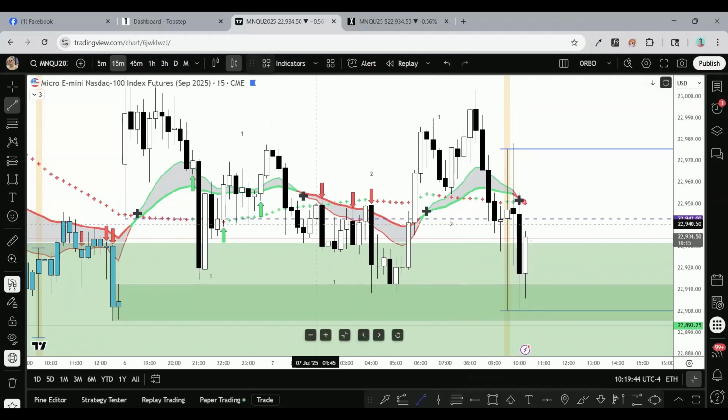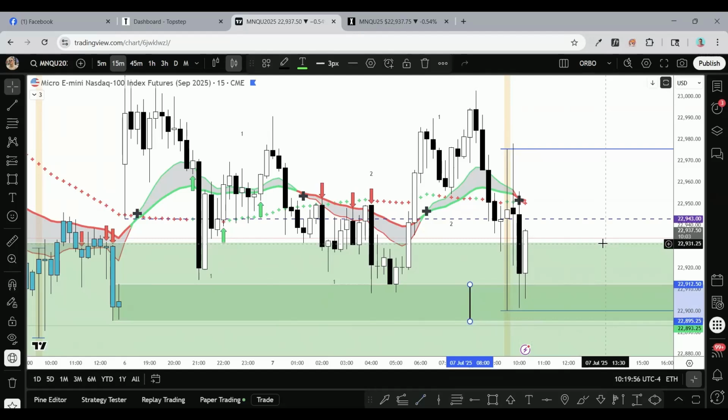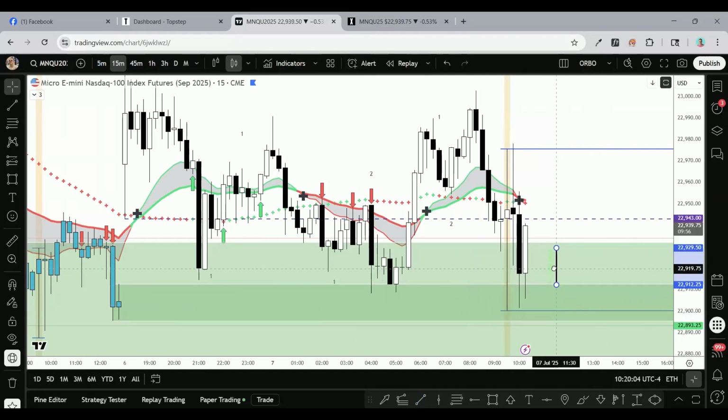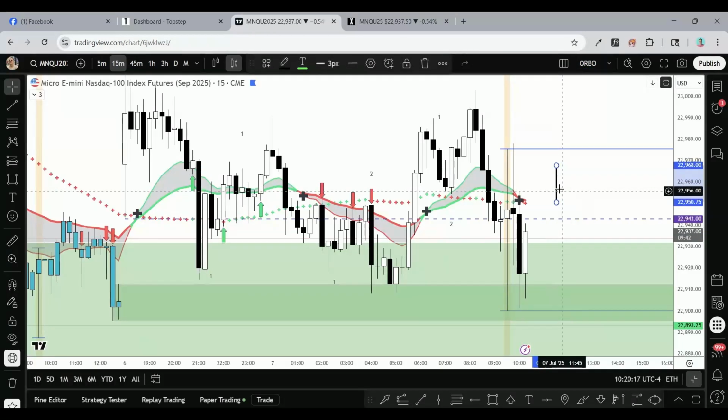Where's my little line? Get rid of the magnet. We were right here, right? We got in on that gap fill. I still don't know how to use that other tool. Yeah, I mean, there's 1 to 1, 2 to 1. It's like 3.5 to 1. Yikes, Christopher.